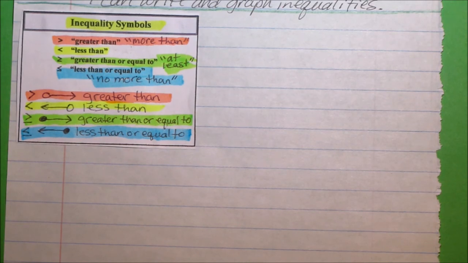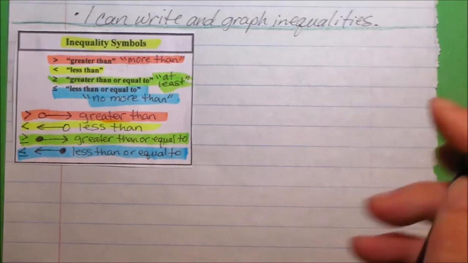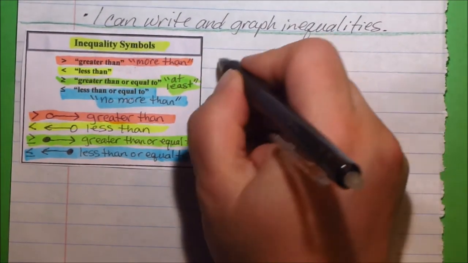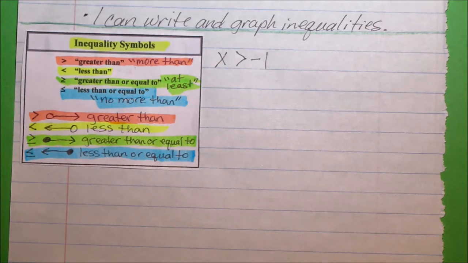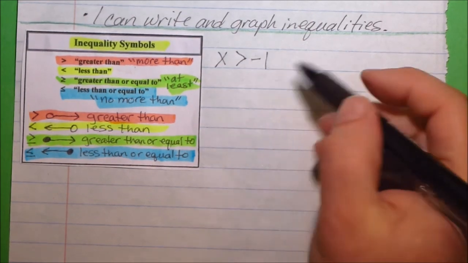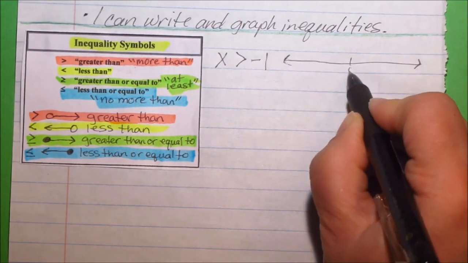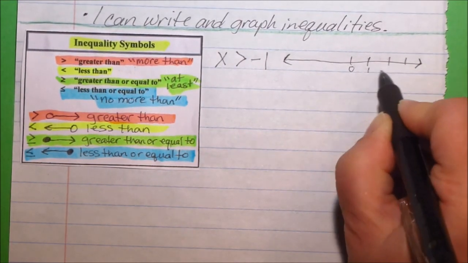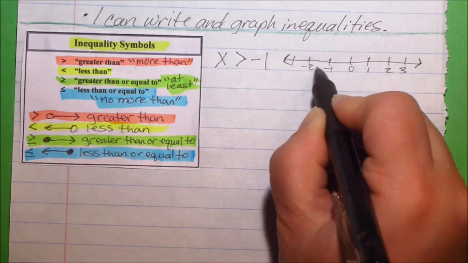All right. Okay, so let's see how these actually look when we're writing inequality statements and graphing them. Right off to the side is where we will do that. So let's say we have an inequality statement that says x is greater than -1. I don't know what x is, but I know it's going to be more than -1. So I'm going to draw a very simple number line here. In the middle will be 0, and 1, 2, 3, and -1, -2, -3.